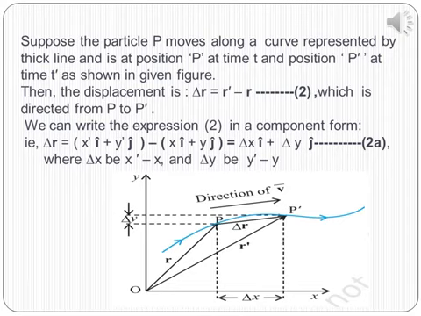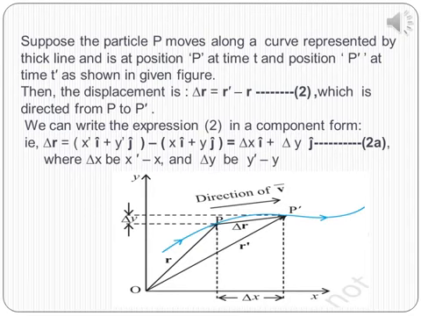We can write expression 2 in component form, that is, the vector delta r is equal to x dash i cap plus y dash j cap minus x i cap plus y j cap, which is equal to delta x i cap plus delta y j cap, where delta x is x dash minus x, that is the change in x component values of the position vectors of the particle at two different positions P and P dash at two different times t and t dash respectively, and delta y is y dash minus y, which is the change in y component values of the position vectors of the same particle at the two positions P and P dash respectively.